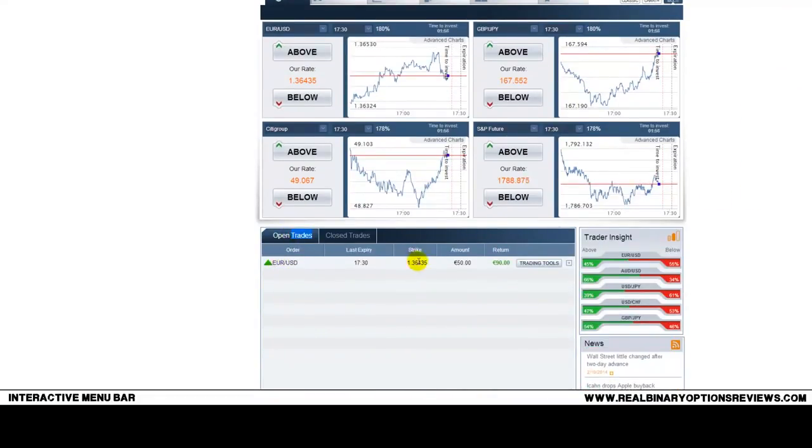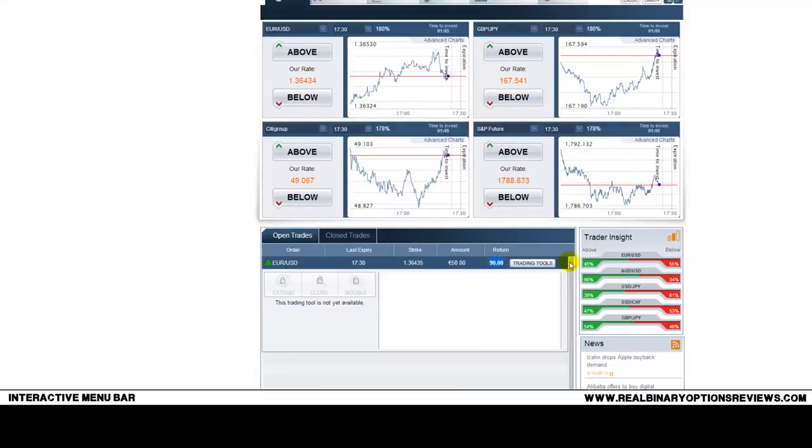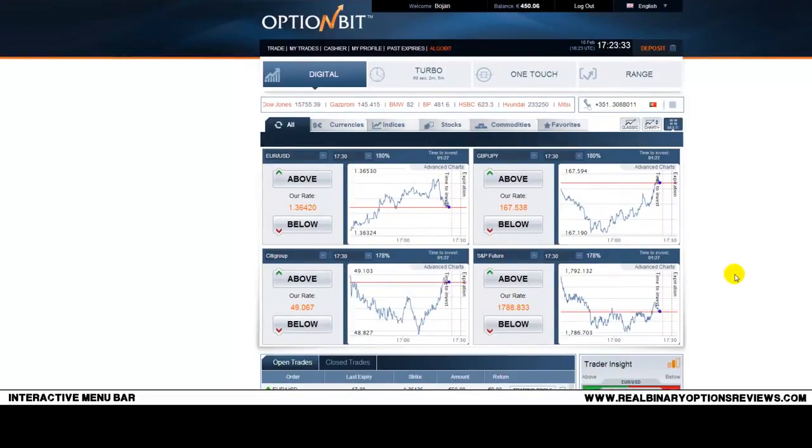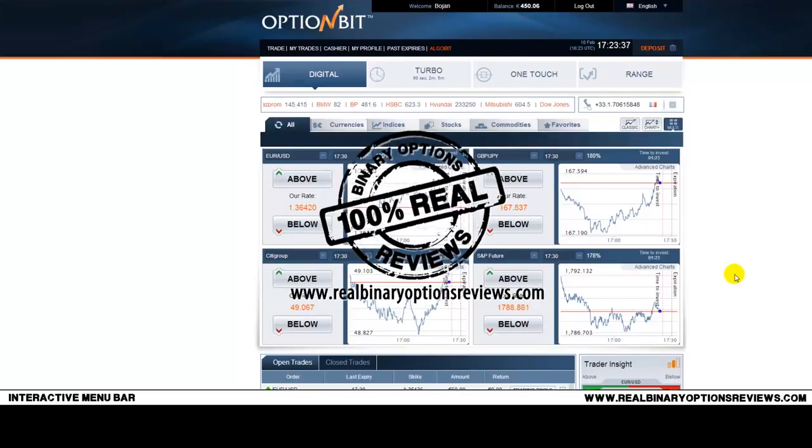So on the OptionBit, you can see my return for the 50 euro investment would be 90 euro if the trade will be successful. So here you can see the chart. You also have some trading tools. You can close your trade early, you can double it up, or you can extend the time for the expiry, which is a very good option. So if you want more information about OptionBit Broker, please check the information on my website.